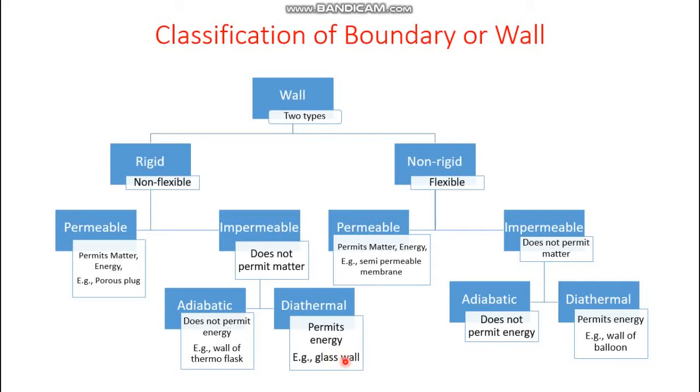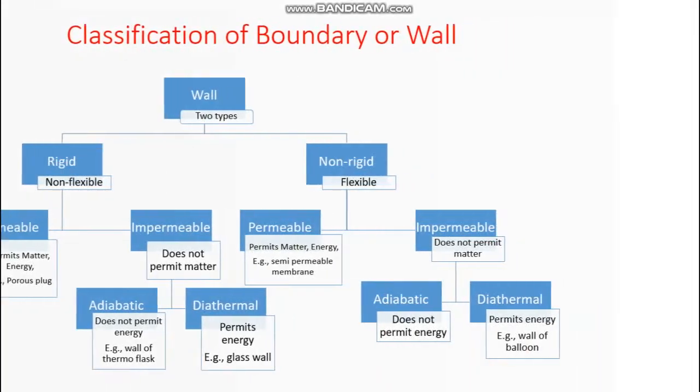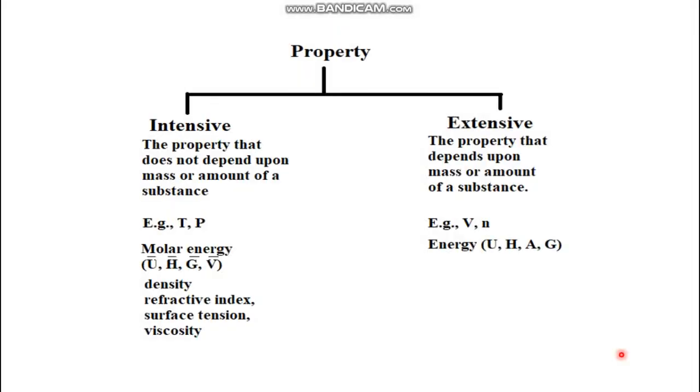On the other hand, if you try to find a non-rigid adiabatic wall, you will not find any suitable example for that, but there are examples of non-rigid diathermal walls. Suppose the wall of a balloon: it is flexible and it allows energy to pass, but it doesn't allow matter to be exchanged. Okay, so that's all about the classification of walls.